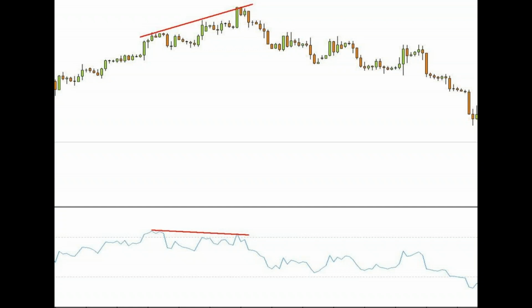So if the RSI is rising, then fine, no problem, all is good. But if the RSI is dropping, if the peaks of the RSI are lower than the previous peak of the RSI compared to what is happening on your chart, guys, you have to be very careful.